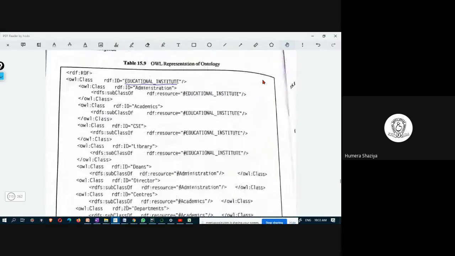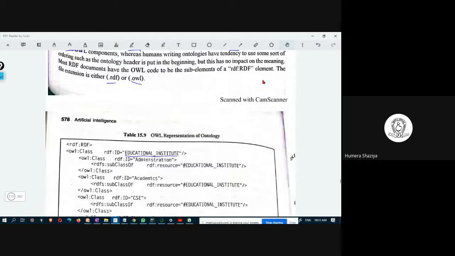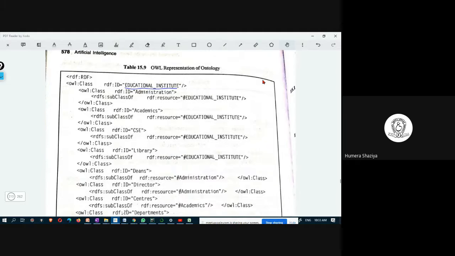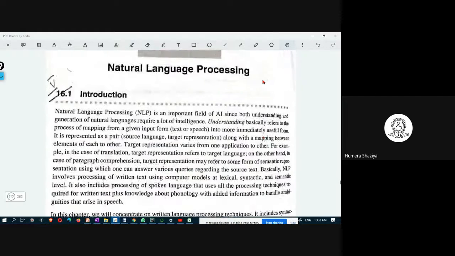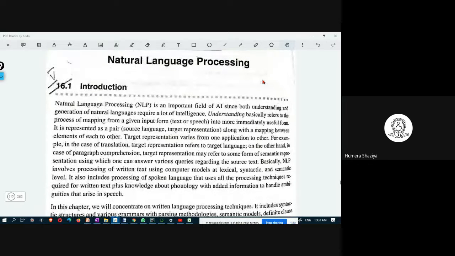Okay, this is all about semantic web. Students, any doubts in this semantic web? If no, let us move ahead with the new topic, which is natural language processing. This is the last topic of Unit 5, and this week we will finish this topic and all the subtopics within this so that you are ready to face your internals next week.